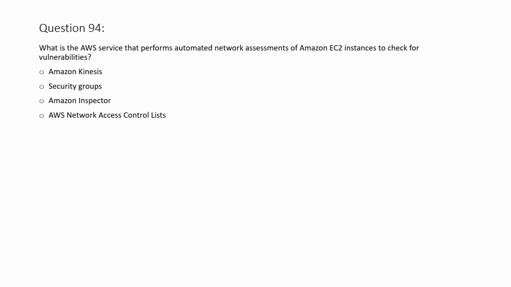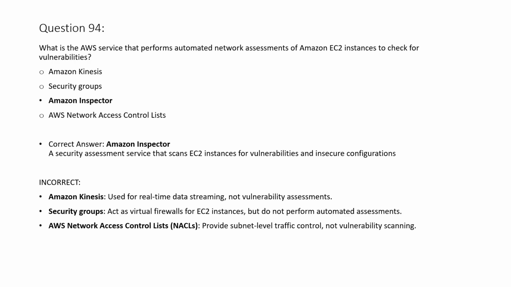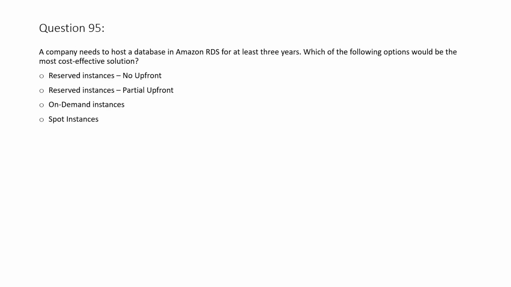Going into question number 94. What is the AWS service that performs automated network assessments of Amazon EC2 instances to check for vulnerabilities? Options are Amazon Kinesis, Security Groups, Amazon Inspector, AWS Network Access Control List. So the correct answer is Amazon Inspector. It is a security assessment service that scans your EC2 instances for vulnerabilities and insecure configurations.